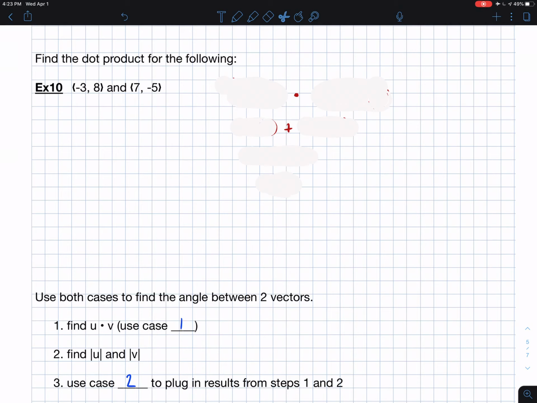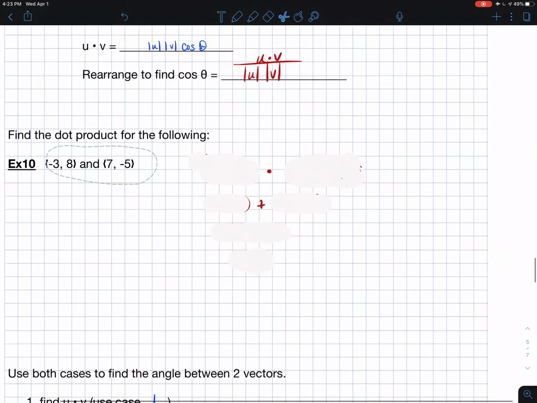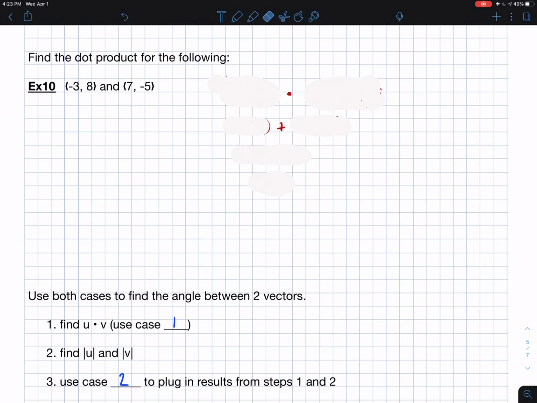Now, ask yourself the first question. Since there are two cases for the dot product, am I given legs or am I given r's and thetas? You can tell that I'm given legs. So go back to case 1 where you're given legs, and you're just going to plug into the little formula there. I'm going to write down the vectors first.